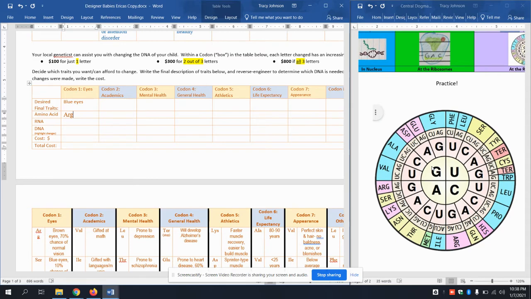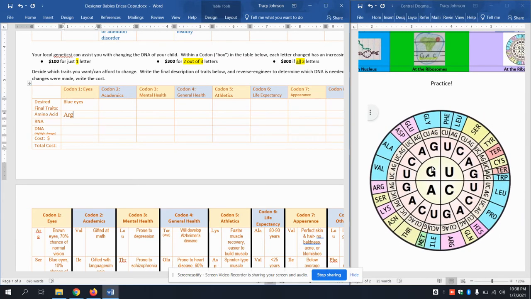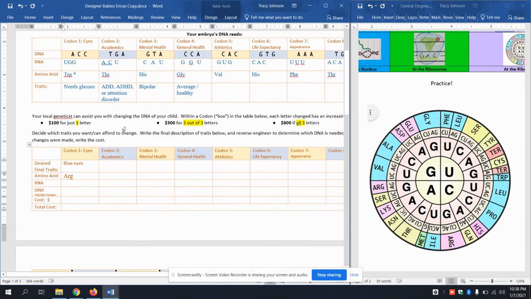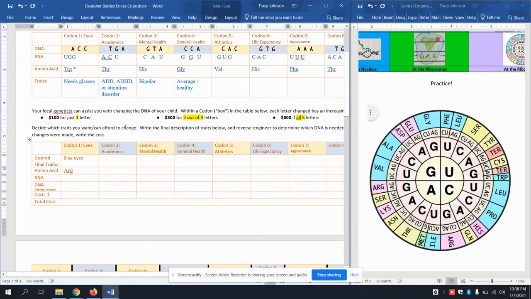So then I need to go back over here to this table and find arginine, ARG. There's one, purple. Here's another one over here, purple. So arginine could be coded for by a lot of different RNAs. I want to find one that's closest to what I had because I have to pay a lot of money to change those DNA letters. A local geneticist, a biologist, is going to have to do some science technology on my kid to change it.